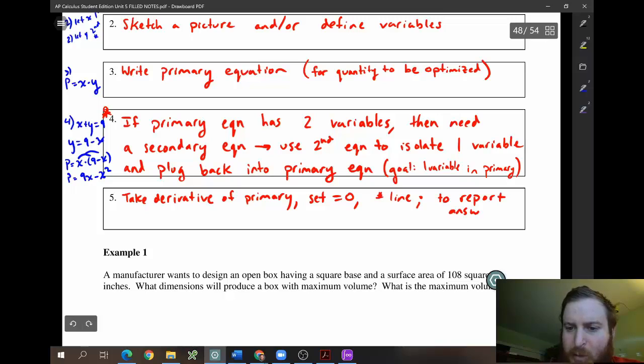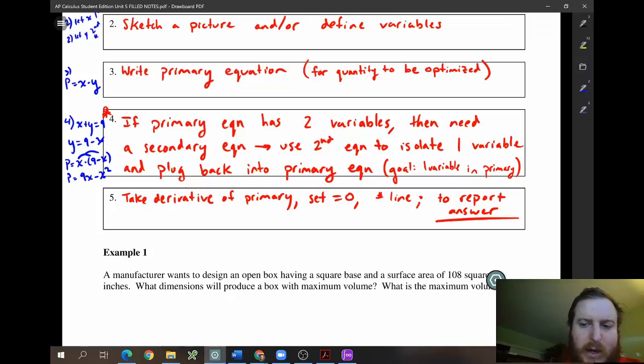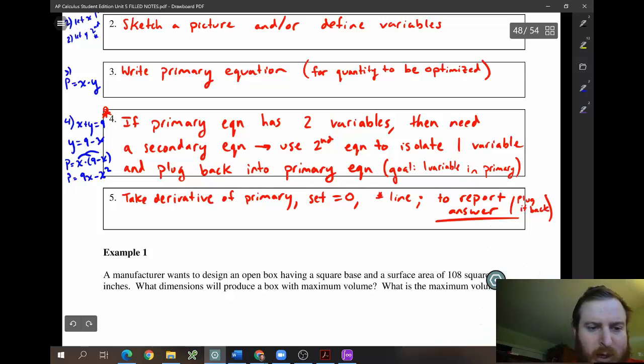So that might be plugging it back in to get y. That might be plugging it back in to get the product. So here you might need to plug it in. And so I'll show you what we mean by that. So anyways, in step 5, right, we would take the derivative. So p prime would be, the derivative of 9x would be 9 minus 2x, and we'll set that equal to 0.